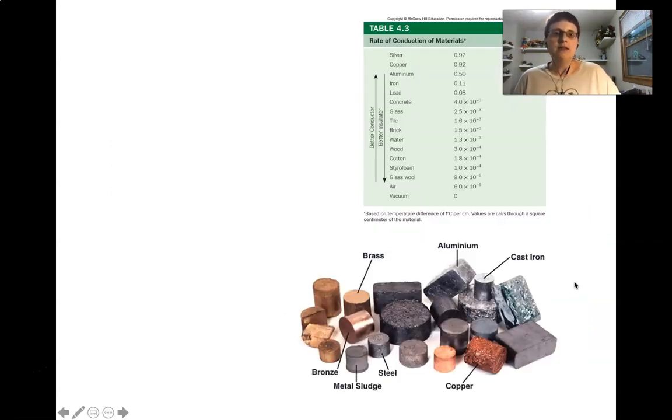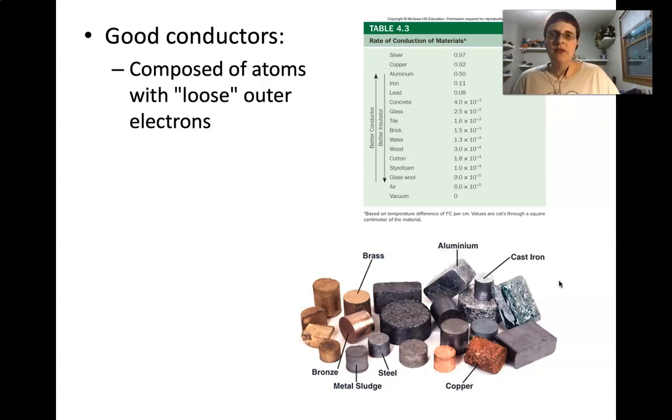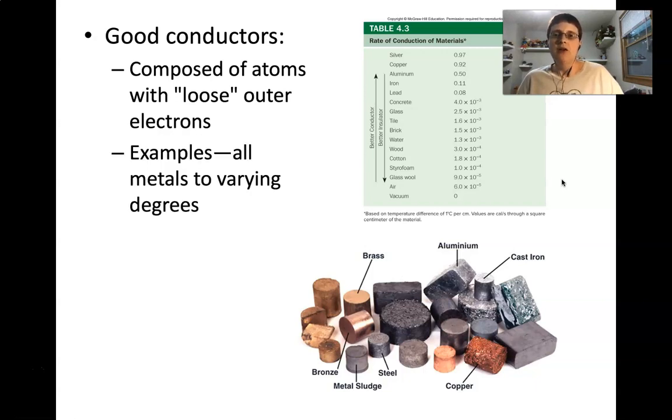All right, so let's talk a little bit about good conductors, the materials that are good at doing this. It's any material that has atoms with loose outer electrons, so the electrons can be bumped around and help transfer that heat energy. Examples of this are pretty much all the metals. All the metals are conductors to varying degrees. Some of them are better than others.